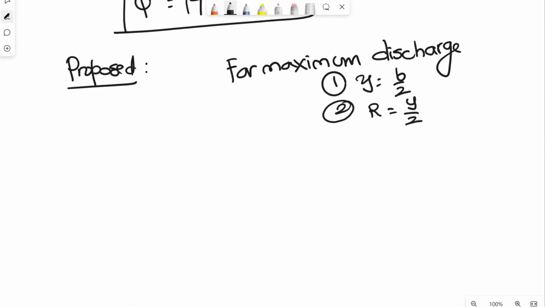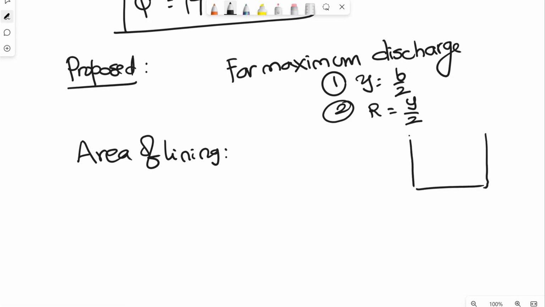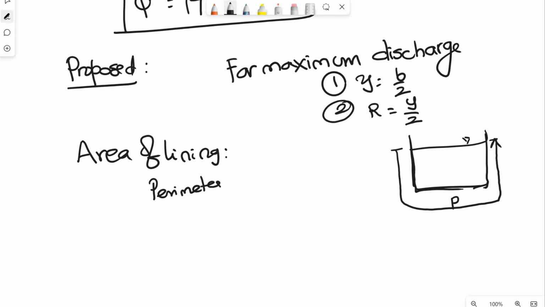And what is the area of lining? Suppose you take this as the channel, right? And the channel is extending perpendicular to the board, perpendicular to the plate. So whatever this perimeter is, this perimeter into length will give you the area of lining.